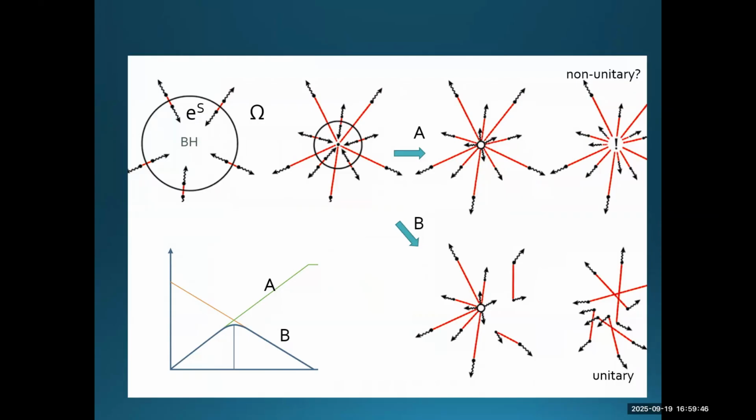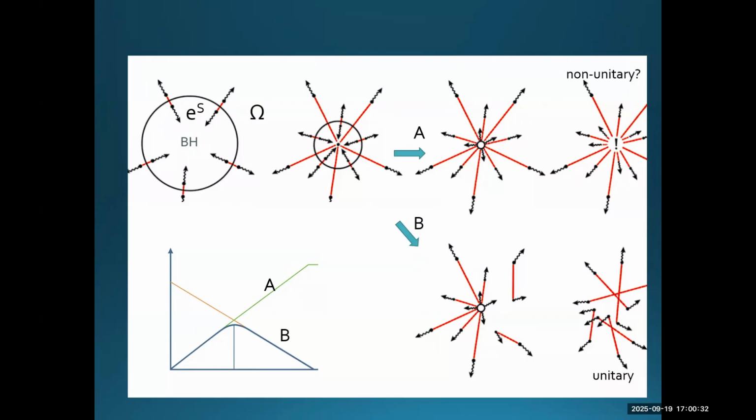In this setup, the black hole has exponential e to the S degrees of freedom. S is the entropy of the black hole. Omega is the dimension of the Hawking radiation. In scenario A, according to Hawking, the number of Hawking radiation quanta becomes large, and their entropy increases monotonically. But at the last time, there is nothing inside the black hole with which Hawking radiation is coupled. So it is puzzling.